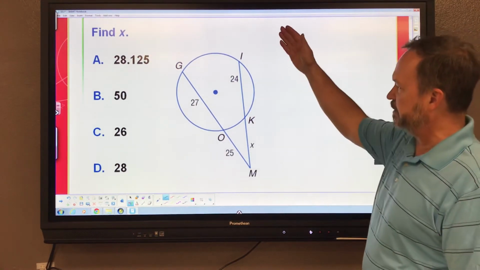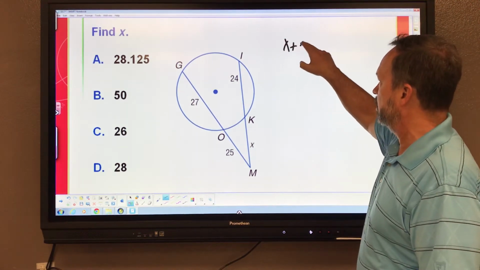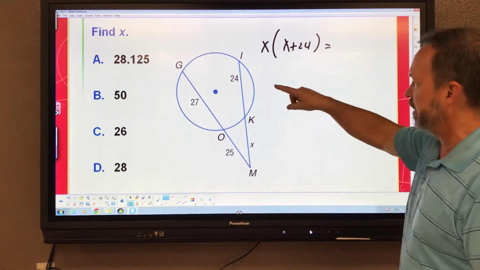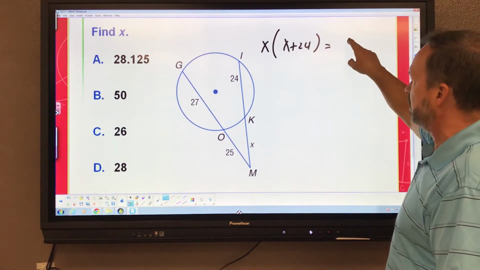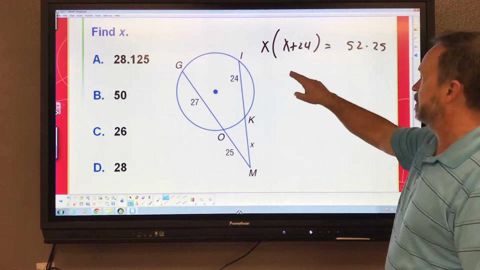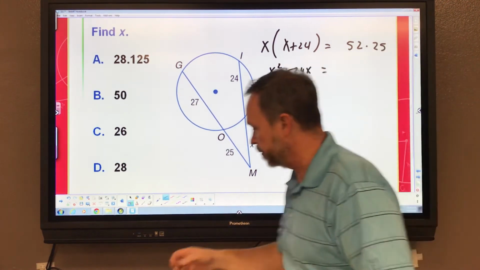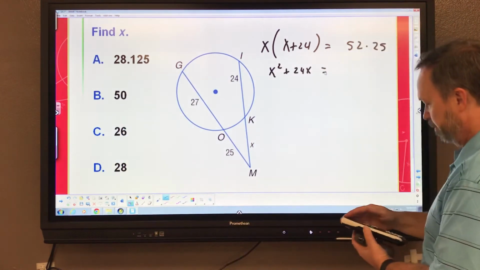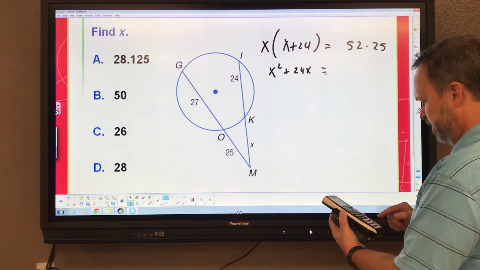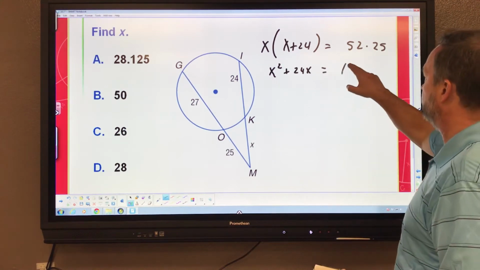So whole thing times outside piece equals whole thing times outside piece. The whole thing is x plus 24. Outside piece is x. Whole thing is 52. Outside piece is 25. So x squared plus 24x is equal to, let me pop that in the calculator, 52 times 25. It's 1,300.